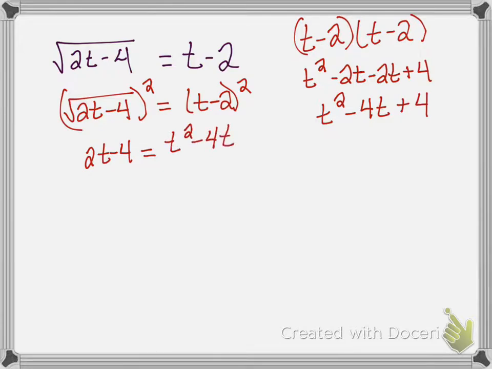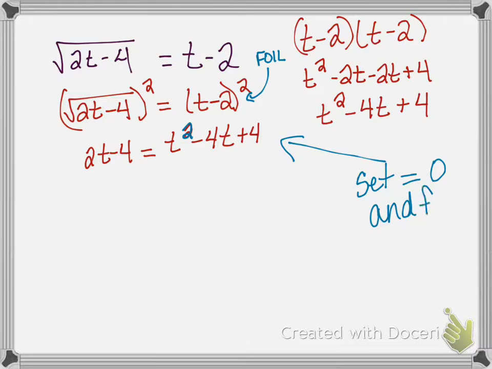Okay? Be sure you recognize when you get something like this that you have to FOIL it. The answer to that is not t squared plus 4. Okay? You've got to FOIL it. Now, because this is a quadratic, and because I've got the squared right there, I've got to set it equal to 0 and factor. That's how I solve this.